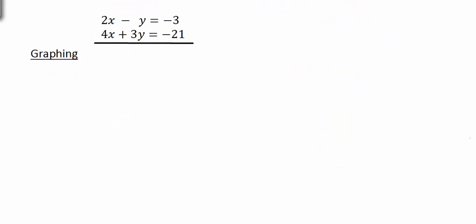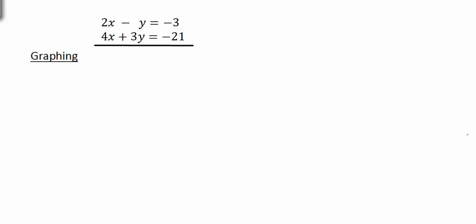All right, the other way that we can go about solving the system of equations is by graphing. If you notice here, we're going to use the exact same system, 2x minus y equals negative 3, 4x plus 3y equals negative 21. But this time we want to graph each equation. So I'm going to take the first equation, which is 2x minus y equals negative 3. If we want to use the calculator, we can do this by hand. If we use the calculator, we need to solve the equation for y.